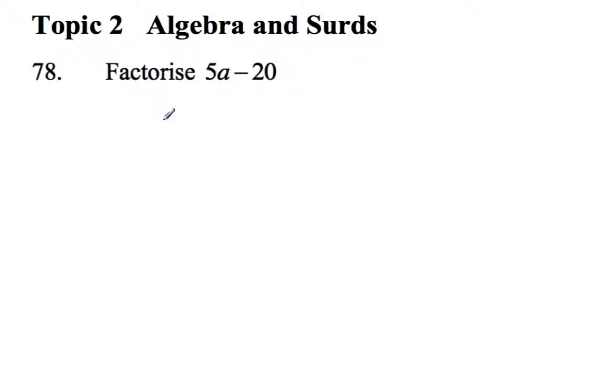Here the thing that's common here is a 5, so we'll put a 5 out the front. And we'll need to multiply 5 by a if we want 5a. We ask, what are we going to multiply 5 by to get minus 20? That would be minus 4.